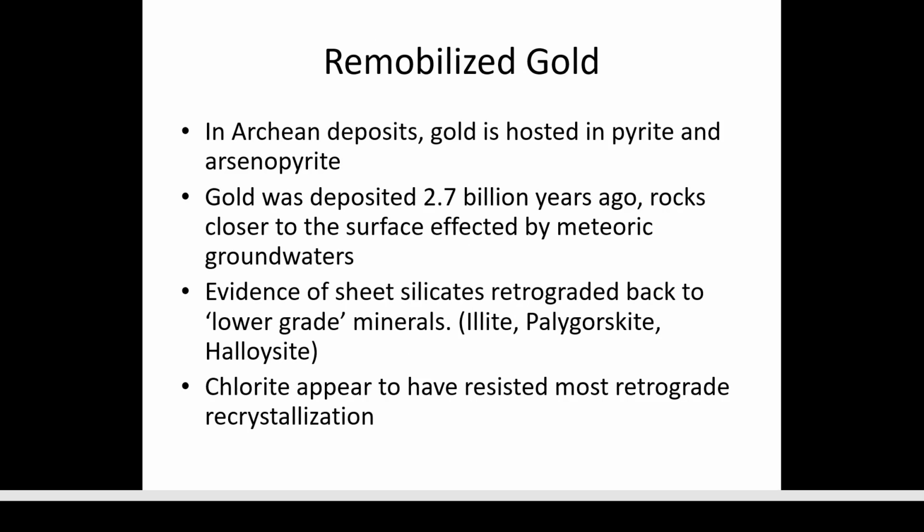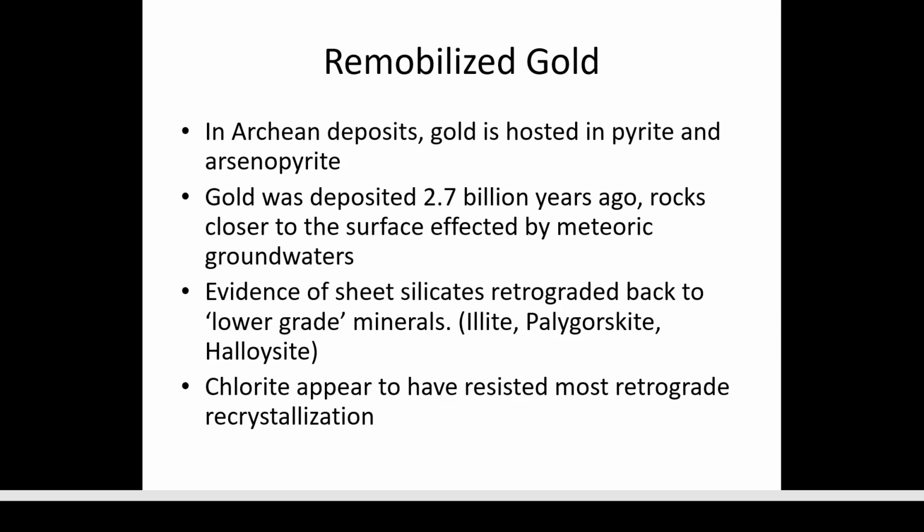So, remobilized gold. How does gold actually form? In these types of deposits, in Archean deposits, gold is hosted primarily by pyrite and arsenopyrite. This gold was deposited 2.7 billion years ago, and as it's deposited in different epithermal systems or orogenic systems, we're finding that gold is relatively close to the surface and could be affected by meteoric groundwaters. We know that these meteoric groundwaters are affecting the system because this is why we have such a heavy amount of alteration.